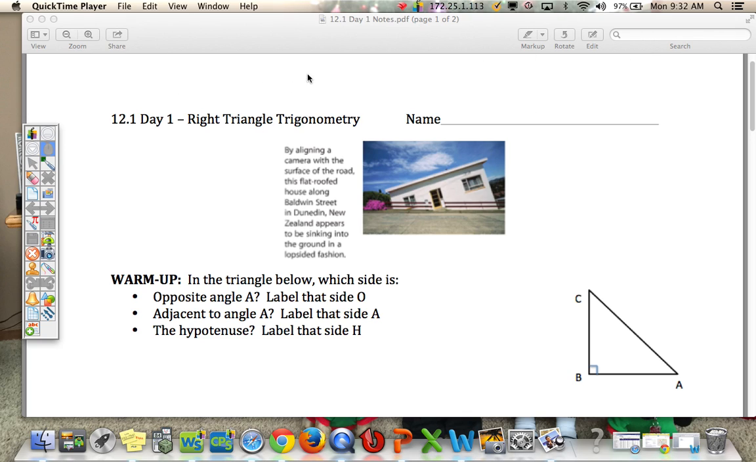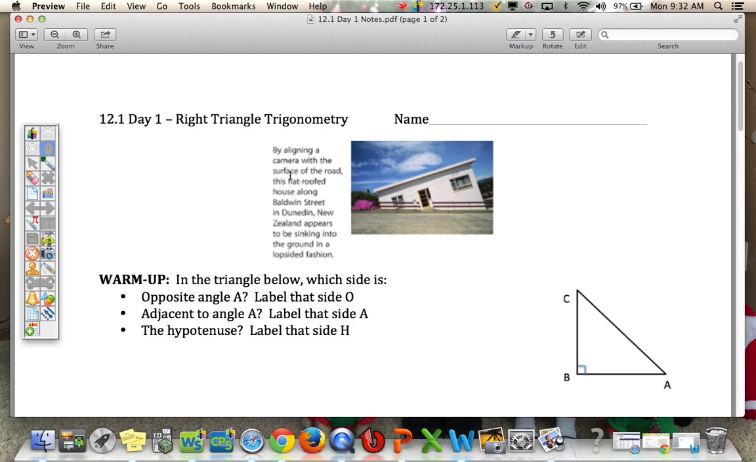In 12.1 Day 1, we're going to look at right triangle trig. You've done some of this before in geometry, so it should be pretty much a review. If you look at the picture right here, it says, by aligning a camera with the surface of the road, this flat-footed house along Baldwin Street in Dunedin, New Zealand, appears to be sinking into the ground in a lopsided fashion.